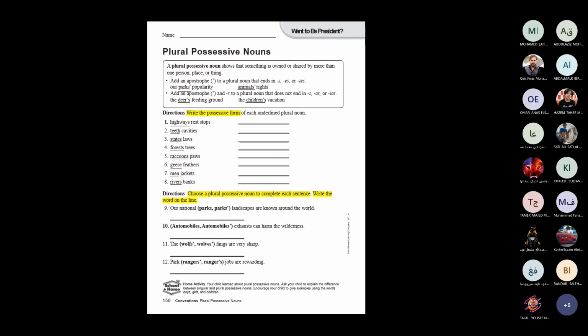Yasin Nidal. Okay, excellent, Yasin. Abdulaziz. Okay, excellent, Abdulaziz. Muhammad Imad. Okay. Muhammad Imad, number 12. Muhammad Imad, hello.